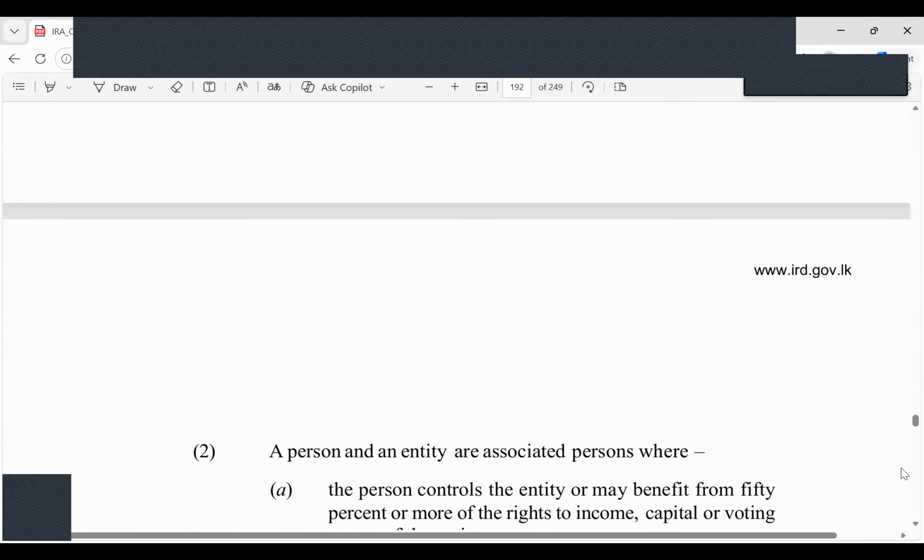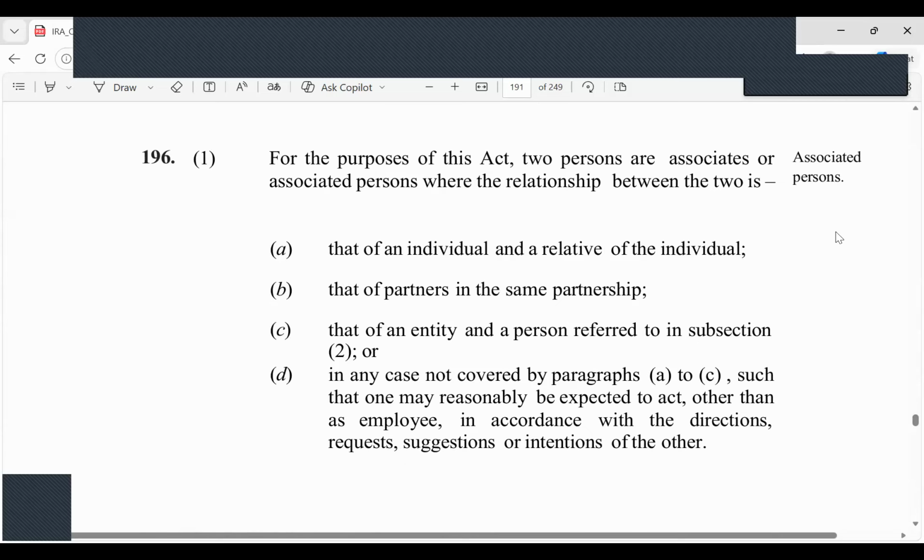Section 197. So section 196 is for the associate persons. In our employment income, when we were considering employment income, we discussed about associates. So for the term associated person, you have a specific definition.